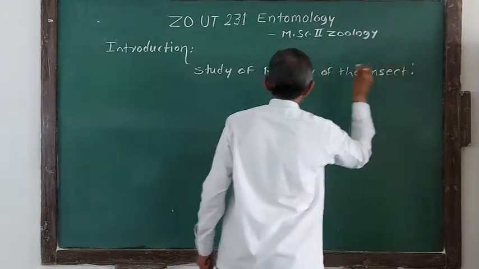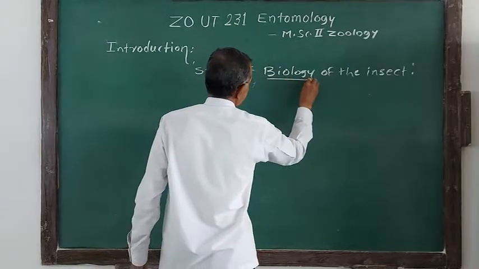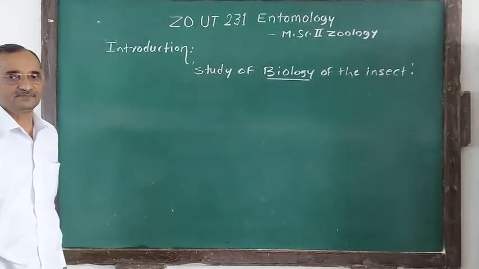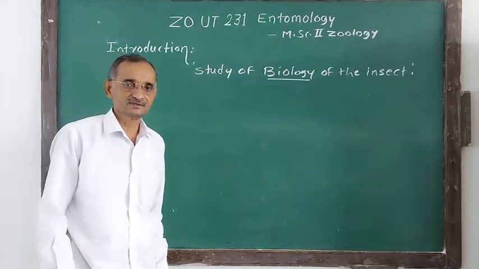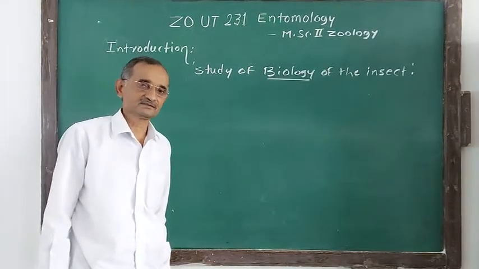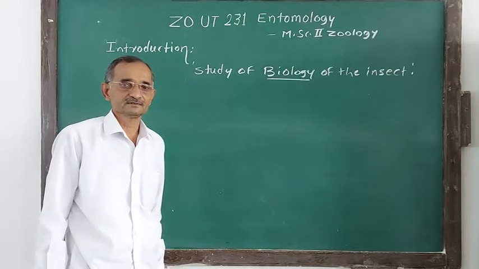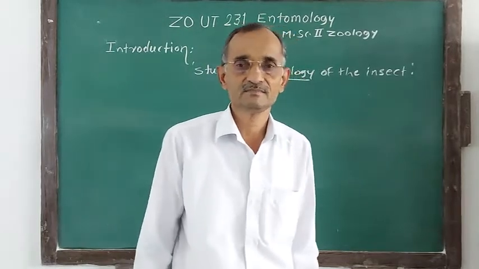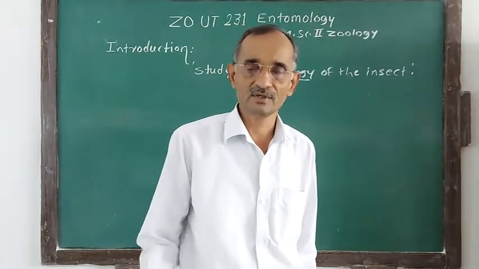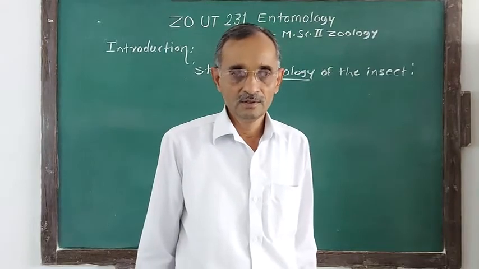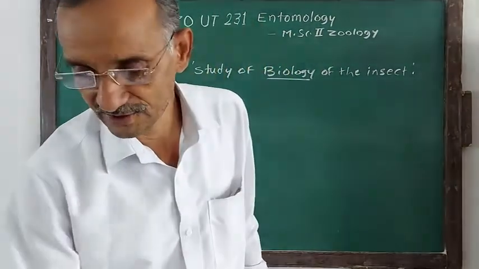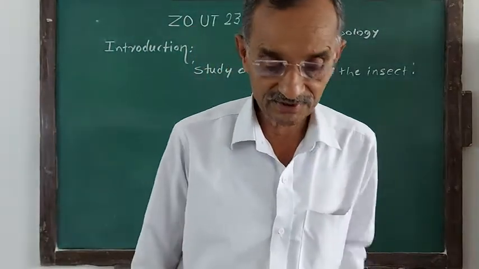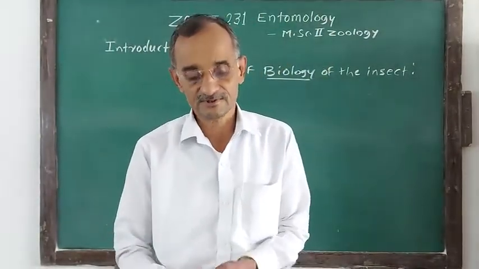In this definition, the word biology will include everything about the insect. That means their anatomical features, their morphological characters, their classification, their digestive system, respiratory system, reproductive system, and so on and so forth. The study of the biology of the insect is called entomology.